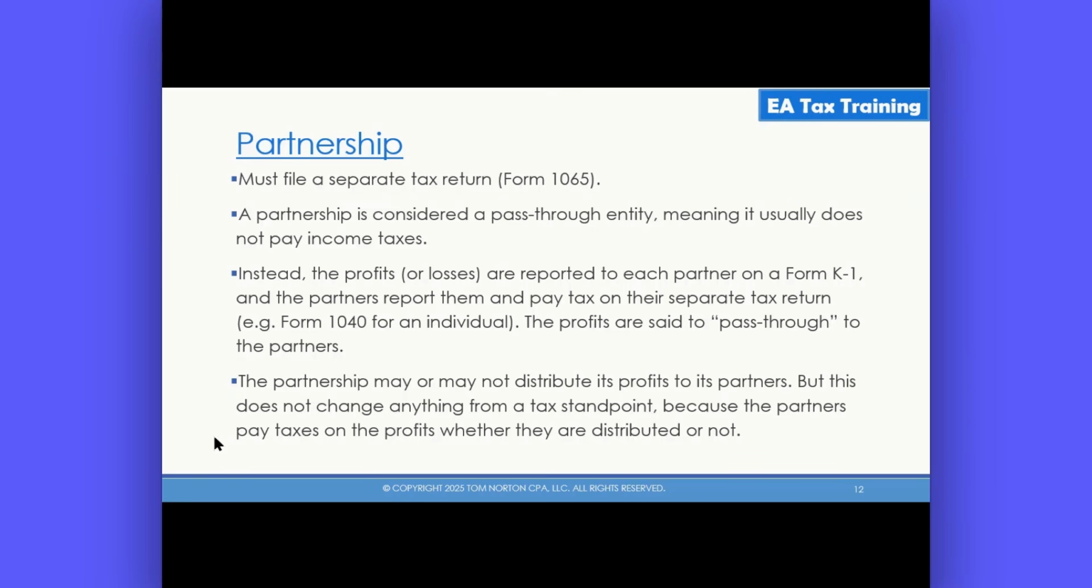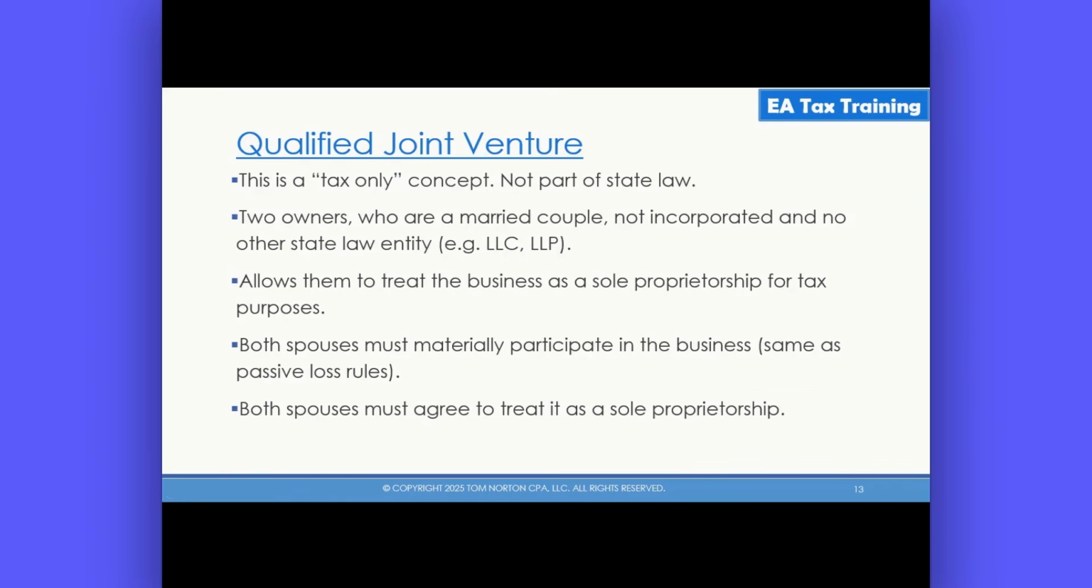That's fine, of course, they can do that, but then those partners are going to have to come up with the money to pay the tax from somewhere else. Next, let's talk about that qualified joint venture.